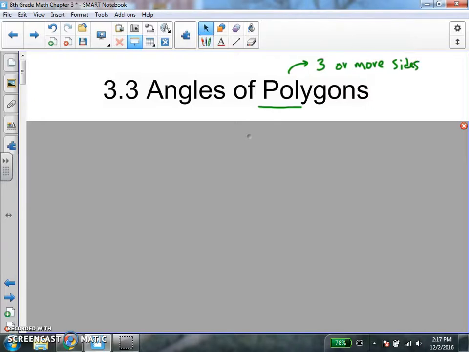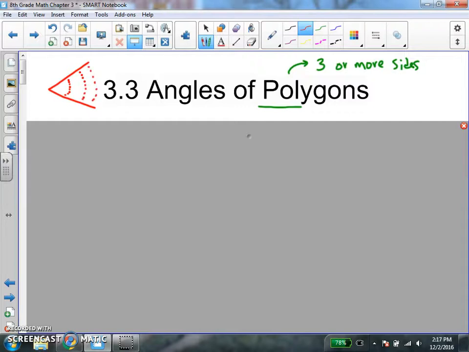When we're talking about angles, you should have a good grasp of angles by now. An angle is just what is created when two lines meet. It's the number of degrees between those two lines, and it's the same no matter where you go between those two lines. So we're going to be looking at angles of many-sided shapes, and you'll start to see a pattern today, and I think you'll catch on rather quick.